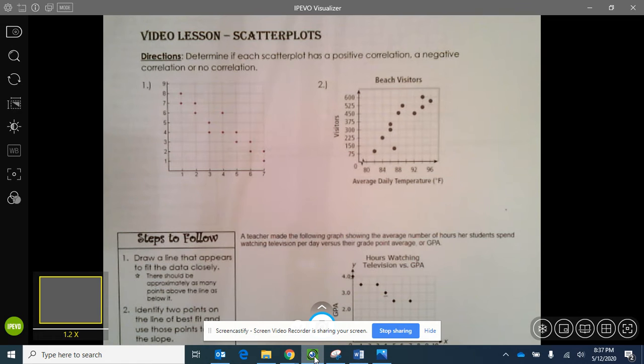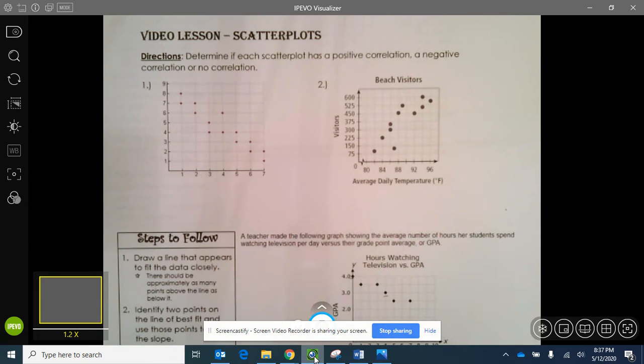So is there no trend? Sometimes there's no trend. Is there what we call a positive correlation or a negative correlation? So a positive correlation is going to be when your data values increase from left to right when you're looking at the graph. And your negative correlation is going to be when your data values decrease from left to right when you're looking at the graph.